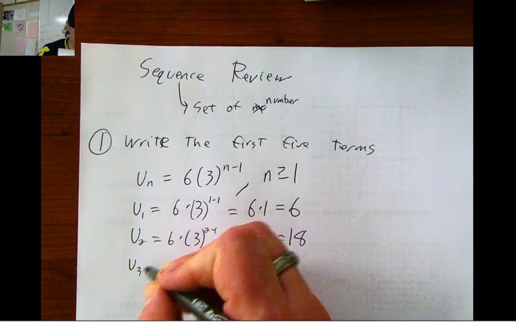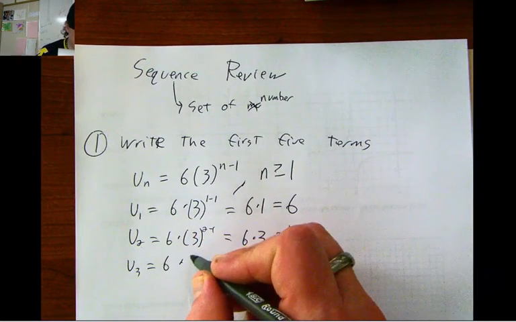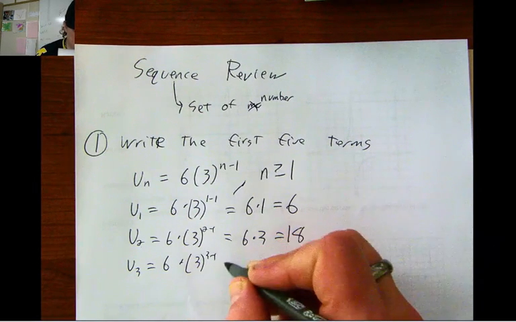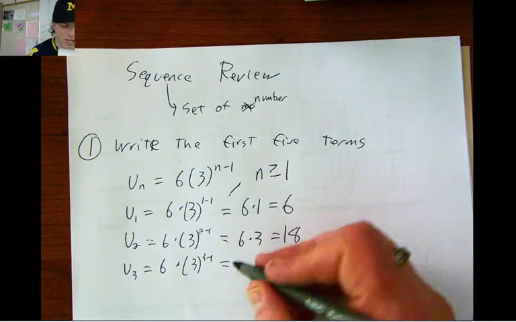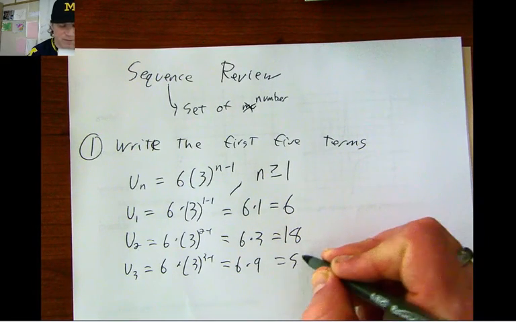U3, 6 times 3 to the 3 minus 1. 3 minus 1, that's 2. 3 squared, that's 9. 6 times 9, 54.